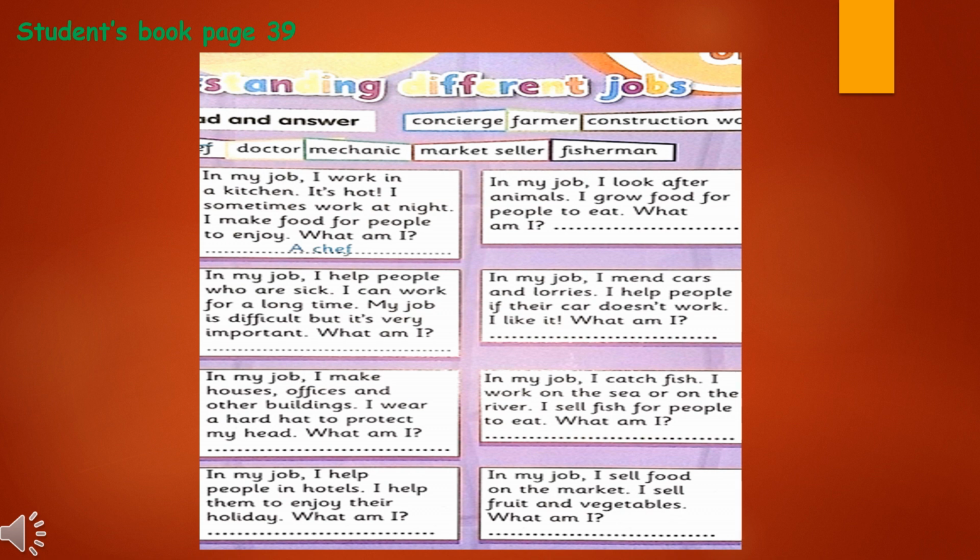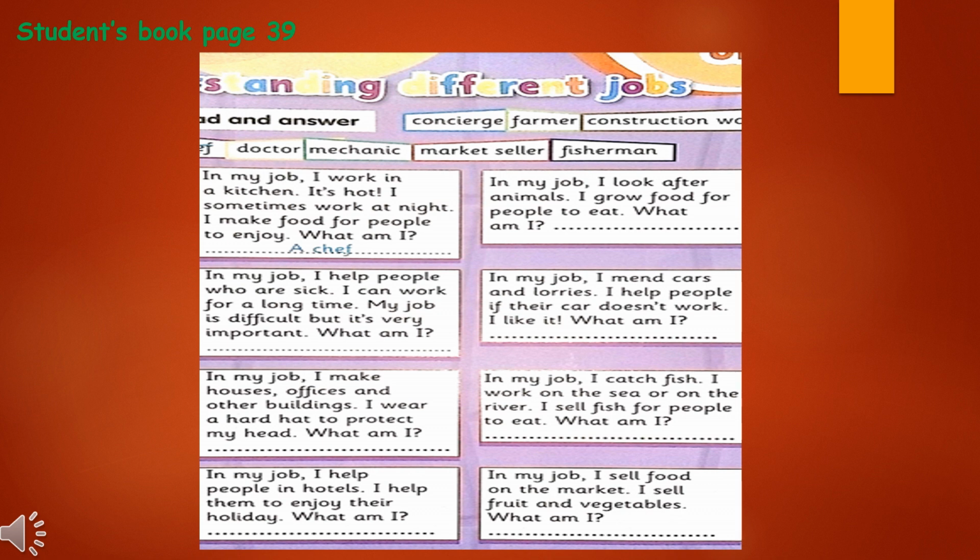The next box. In my job, I help people who are sick. I can work for a long time. My job is difficult, but it's very important. What am I? Yes, excellent. A doctor.